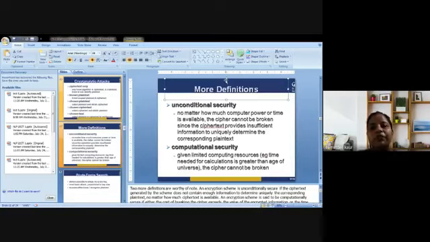Next is computational security. Given limited computing resources, for example, if the time needed for calculations is greater than the age of the universe, then the ciphertext cannot be broken. So this is all about the cryptanalysis attack. If you have any question regarding the same, you can ask me. Have a look at all the slides that have been discussed so far. I'm giving you a time of 1 minute.